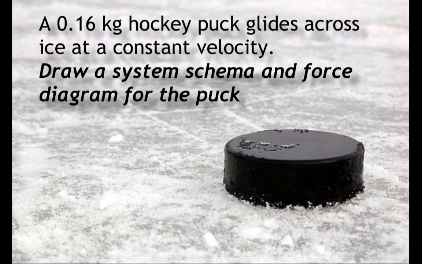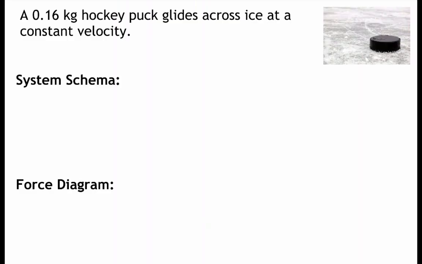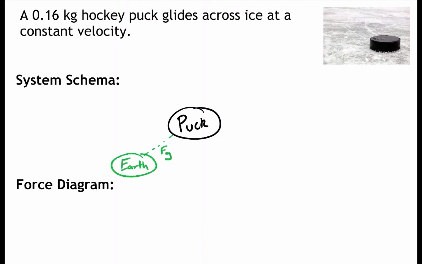Draw a system schema and force diagram for the puck. Our system represents the puck, and it interacts with the earth through a force of gravity. The ice interacts with our puck through a normal force. Ice is very slippery, so it has little to no friction.